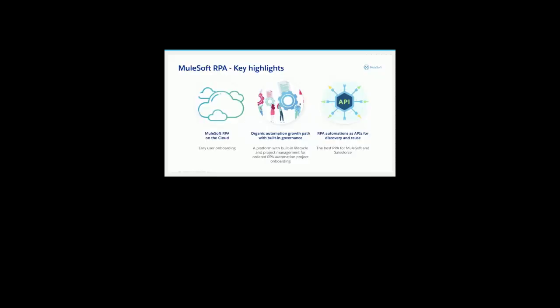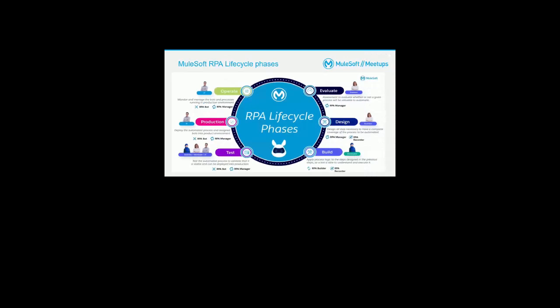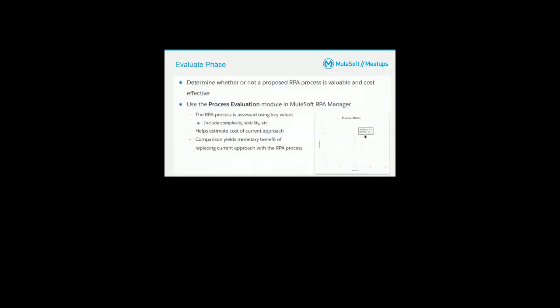Okay. So then we have the MuleSoft lifecycle phases. It's just like our MuleSoft lifecycle, like the one we follow for Anypoint or APIs. So we have the evaluate phase, design phase, build phase, test phase, production, and operate. In the evaluate phase, we use the process evaluation module present in the MuleSoft RPA Manager. In this phase, we decide whether a particular process needs automation or not, whether it will affect costing, and whether it's valuable to automate this process. All these things we do in the evaluation phase.